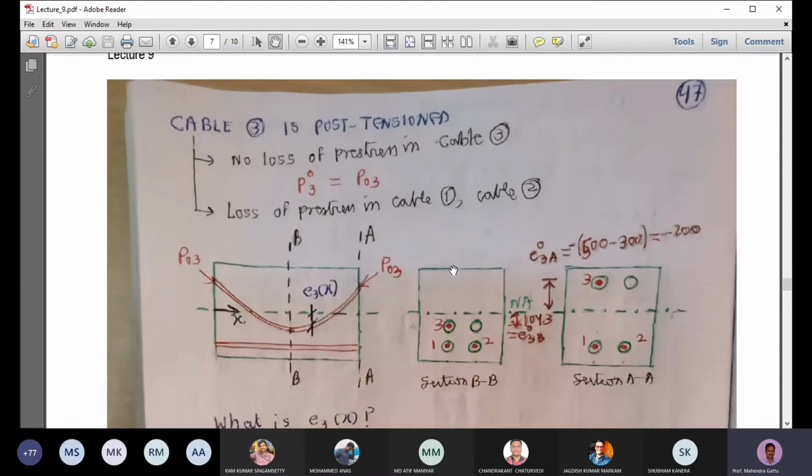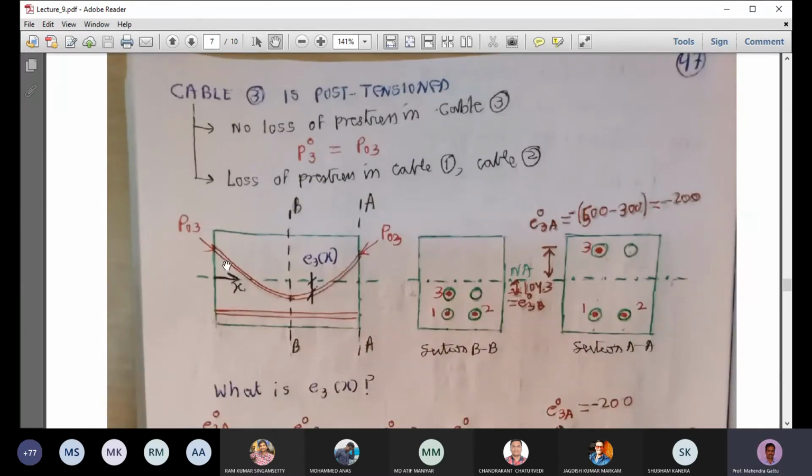However, when you do the post tensioning of cable 3, here cable 3 is not straight. It is having a parabolic profile. So when you have a parabolic profile, at any cross section, we can find the eccentricity of that cable with respect to the neutral axis, and that eccentricity is E3 of x. First of all, cable 3 will not have any loss, so the force P03 will be retained in cable 3, and here there is loss of pre-stress in cable 1 and cable 2. So we have to find that out.